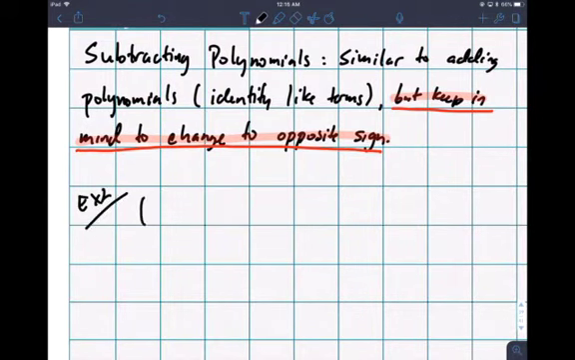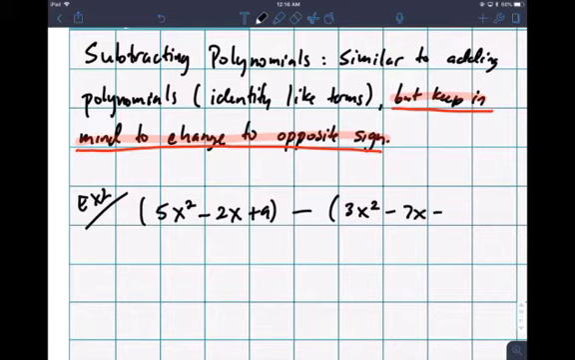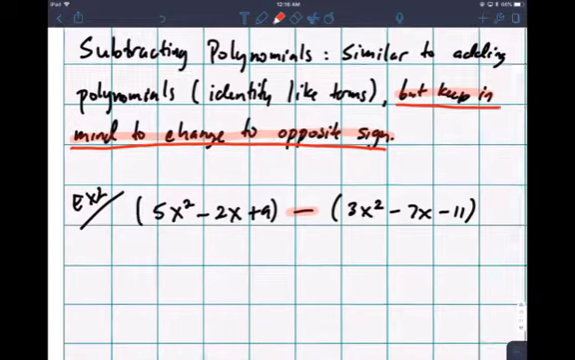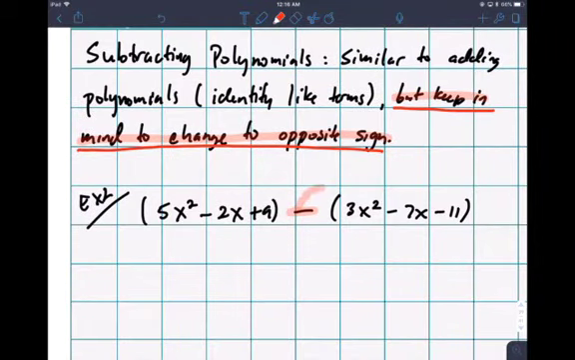So let's say we have 5x squared minus 2x plus 9 minus 3x squared minus 7x minus 11. Notice that now we're subtracting. So here it's very clear. Before you do anything else, you have to keep in mind that we're doing the opposite now. That means we have to distribute this sign to every term in the second set of parentheses. We've done stuff like this when we're solving equations.